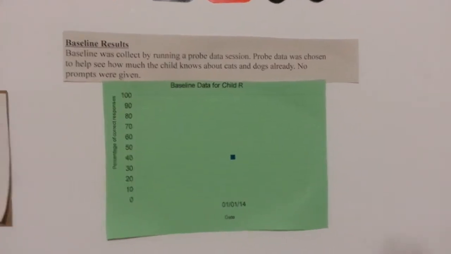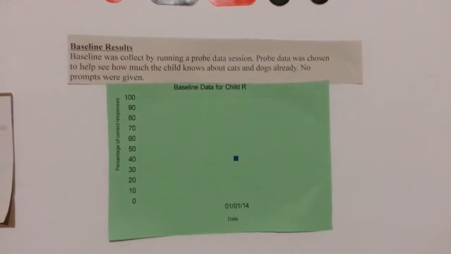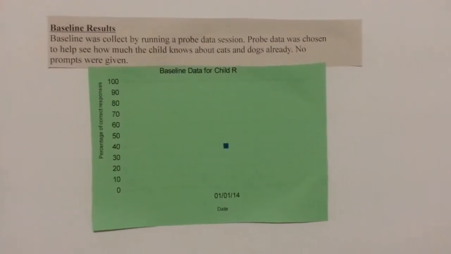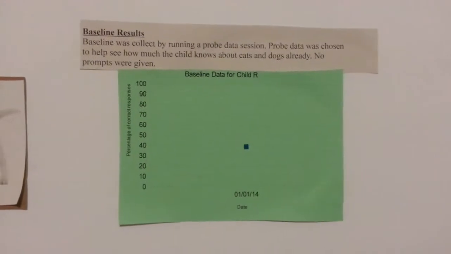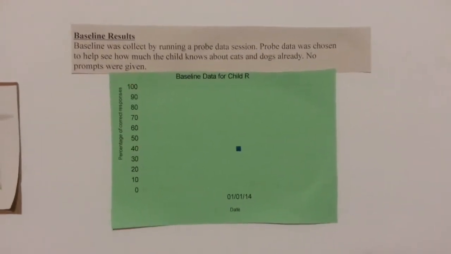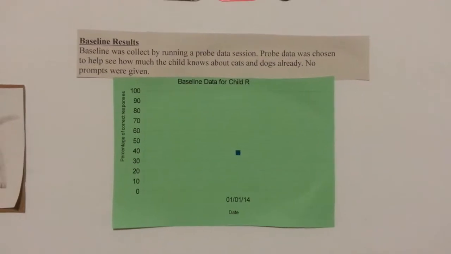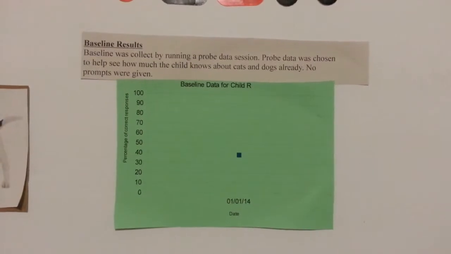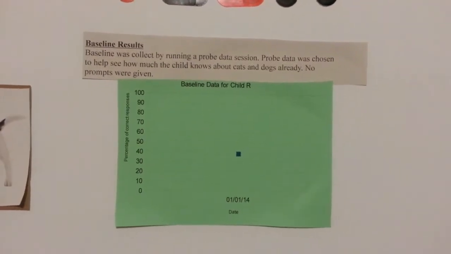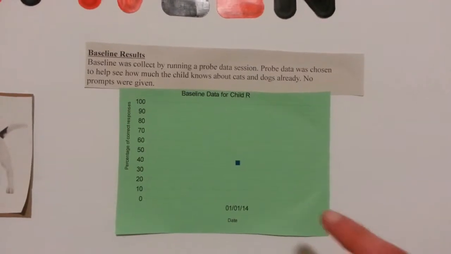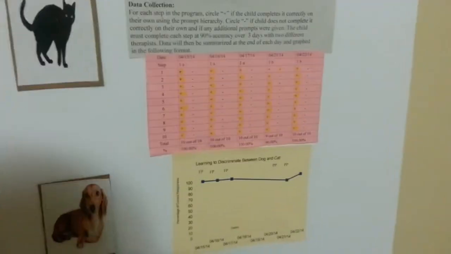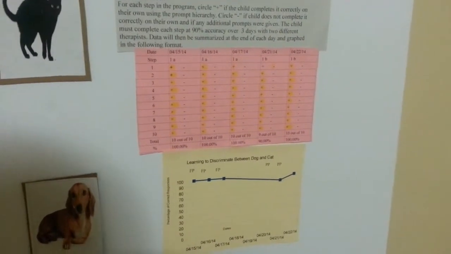Before we implemented the program, we took baseline. Baseline was collected by running a probe data session. Probe data was chosen to help see how much the child knows about cats and dogs already. No prompts were given. We looked at what is it, give me, the, and then whatever, size, color, and all of these were either an array of 1, 2, or 3. And if we look at our graph, our child scored about 38%.